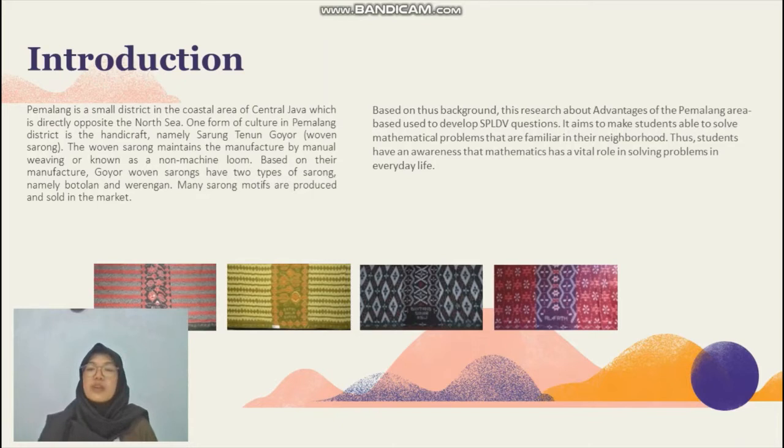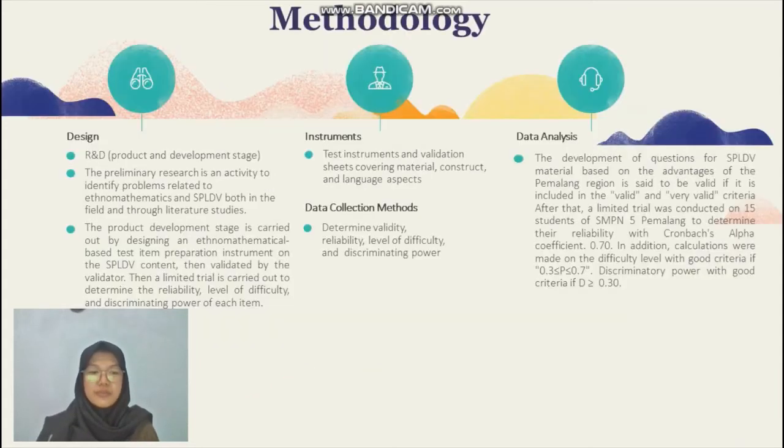Based on this background, this research is about the advantages of the Pemalang area, used to develop SPLDV questions. It aims to make students able to solve mathematical problems that are familiar in their neighborhood, so that students have the awareness that mathematics has a vital role in solving problems in daily life.